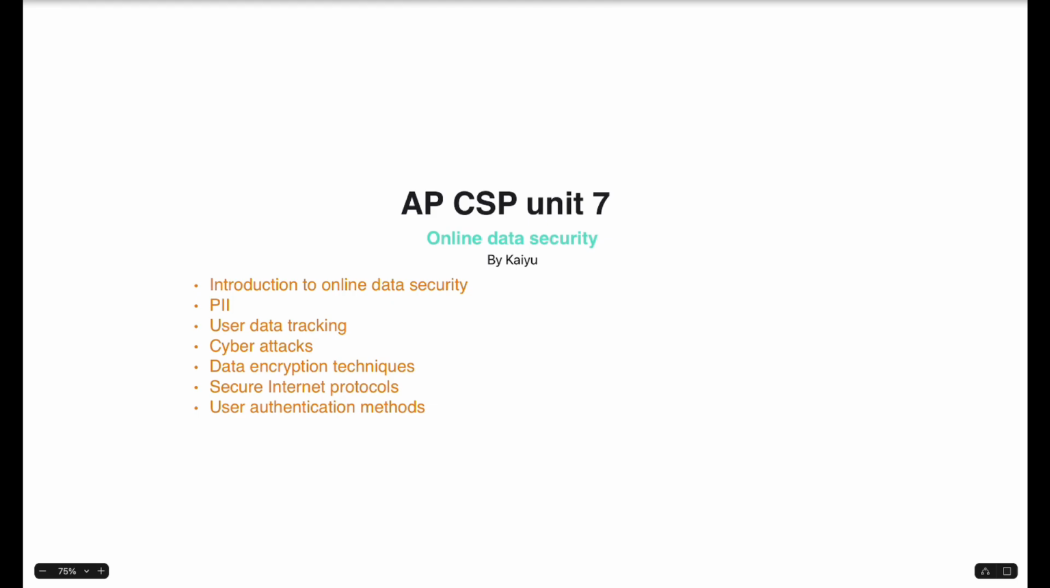Okay, hello everyone, welcome to AP CSP Unit 7 Online Data Security. Today we'll be going through Introduction to Online Data Security, PII, user data tracking, cyber attacks, data encryption techniques, secure internet protocols, and user authentication methods.